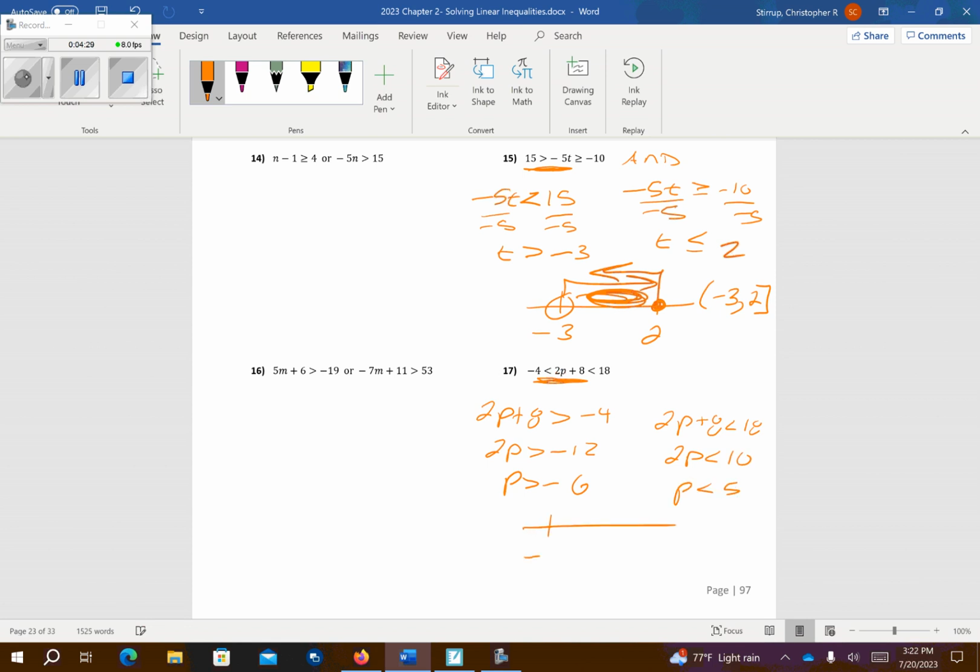So I have -6, open dot going this way. 5 is over here, open dot going this way. So this is an AND problem because it's put all together. It doesn't have the word OR in it. Interval notation will go from -6 to 5, both soft brackets. That's it.